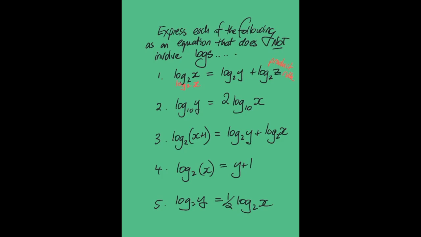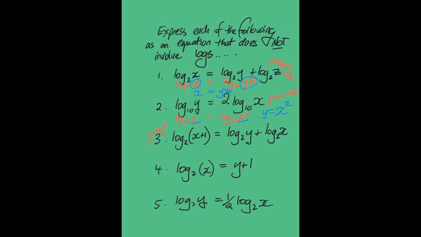Question 1 uses the product rule. Log base 2 of x is equal to log base 2 of y times z. Therefore, x equals yz. Question 2 uses the power rule. Log base 10 of y is equal to log base 10 of x squared. Y is equal to x squared.